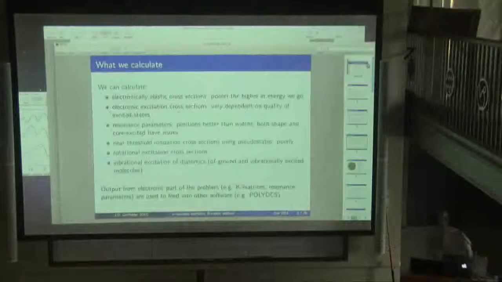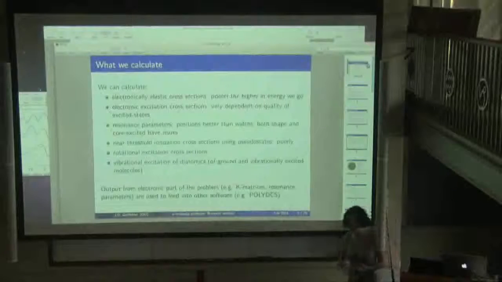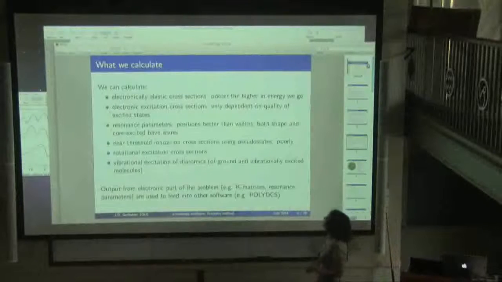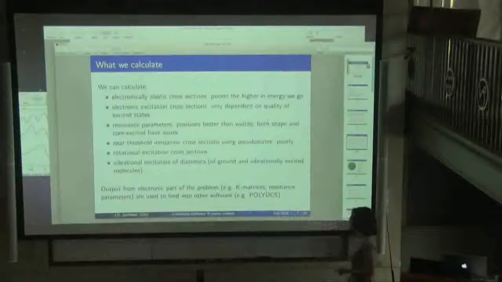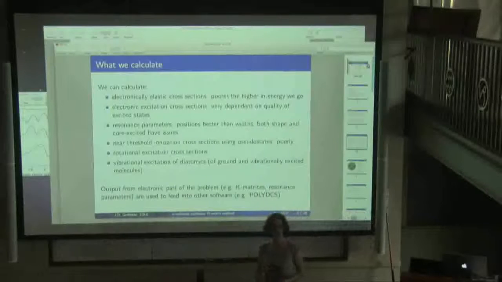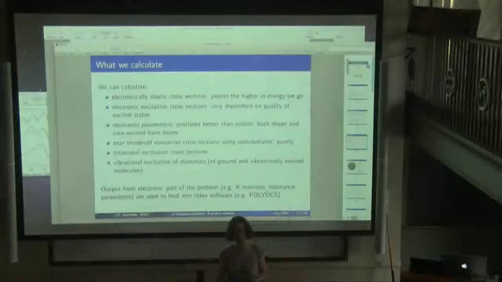Right. So what is it that we can calculate? Electronically elastic cross-sections. These in principle get poorer the higher the energy because of the channels that we're missing, particularly when we go above the ionization threshold. We calculate electronic excitation cross-sections. These are very dependent on the quality of the electronically excited states, and they're dependent on these in two ways. First, how good we can represent these in our calculations, but also how much we know about them.